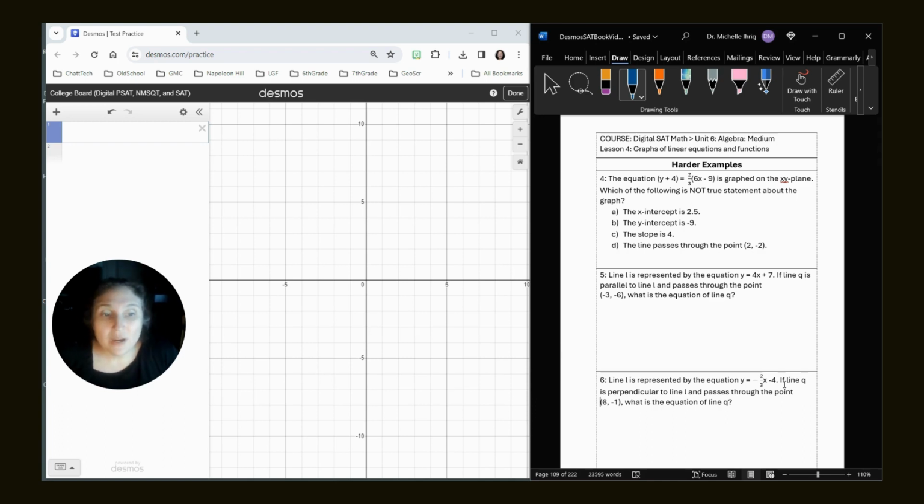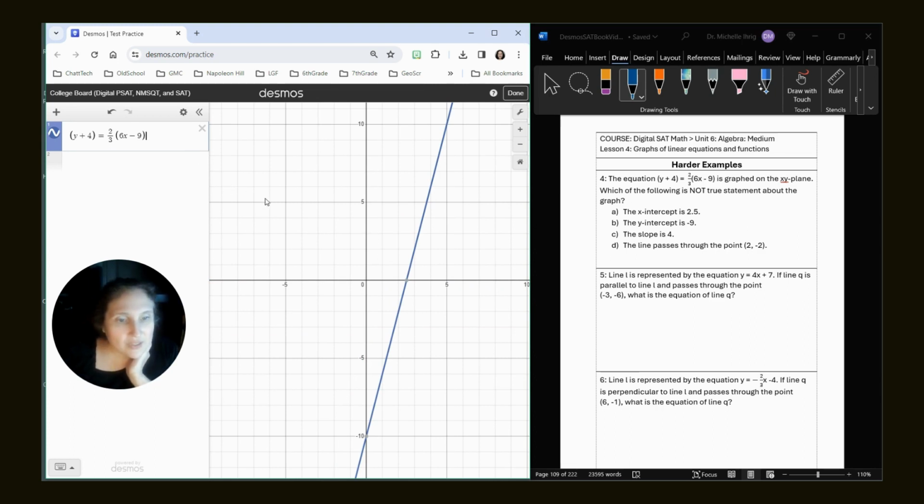The equation y plus 4 equals 2/3 times 6x minus 9 is graphed on the xy plane. Well, let's graph it on the xy plane. That's the other reason why I like Desmos, because it's so much bigger than the little TI calculator screen. So we've got y plus 4 equals 2/3 times 6x minus 9. So now it's graphed. So is the x-intercept 2.5?